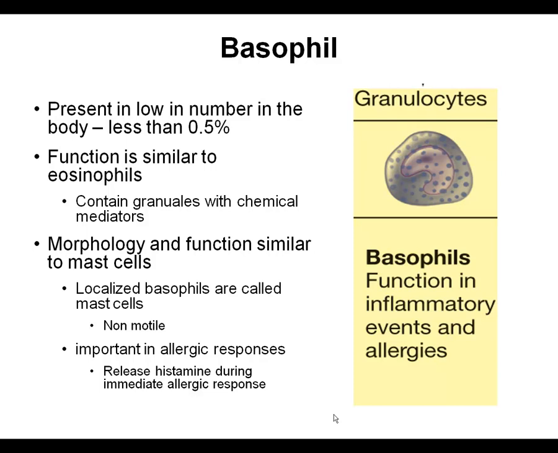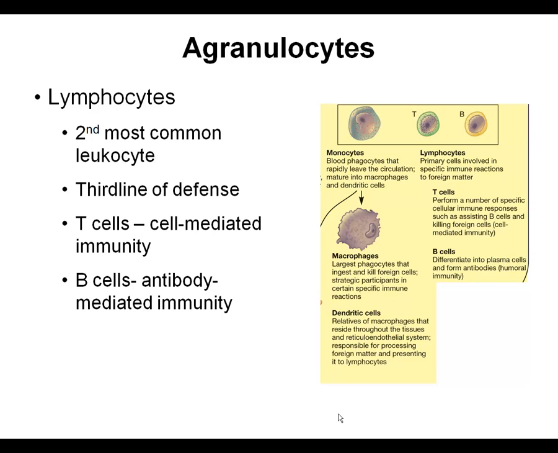Basophils, these are going to be in relatively short number. These are less than 0.5% of the white blood cells in circulation. These also have a lot of the same functions as the eosinophils, primarily in the inflammatory response and in allergies. These are going to release mediators like histamine, and basically when they become localized into tissues, they are going to become mast cells. These are going to be non-motile, and they're very important in allergic reactions and in responses of inflammation. The agranulocytes, these are going to be our B cells, our T cells, and our monocytes.